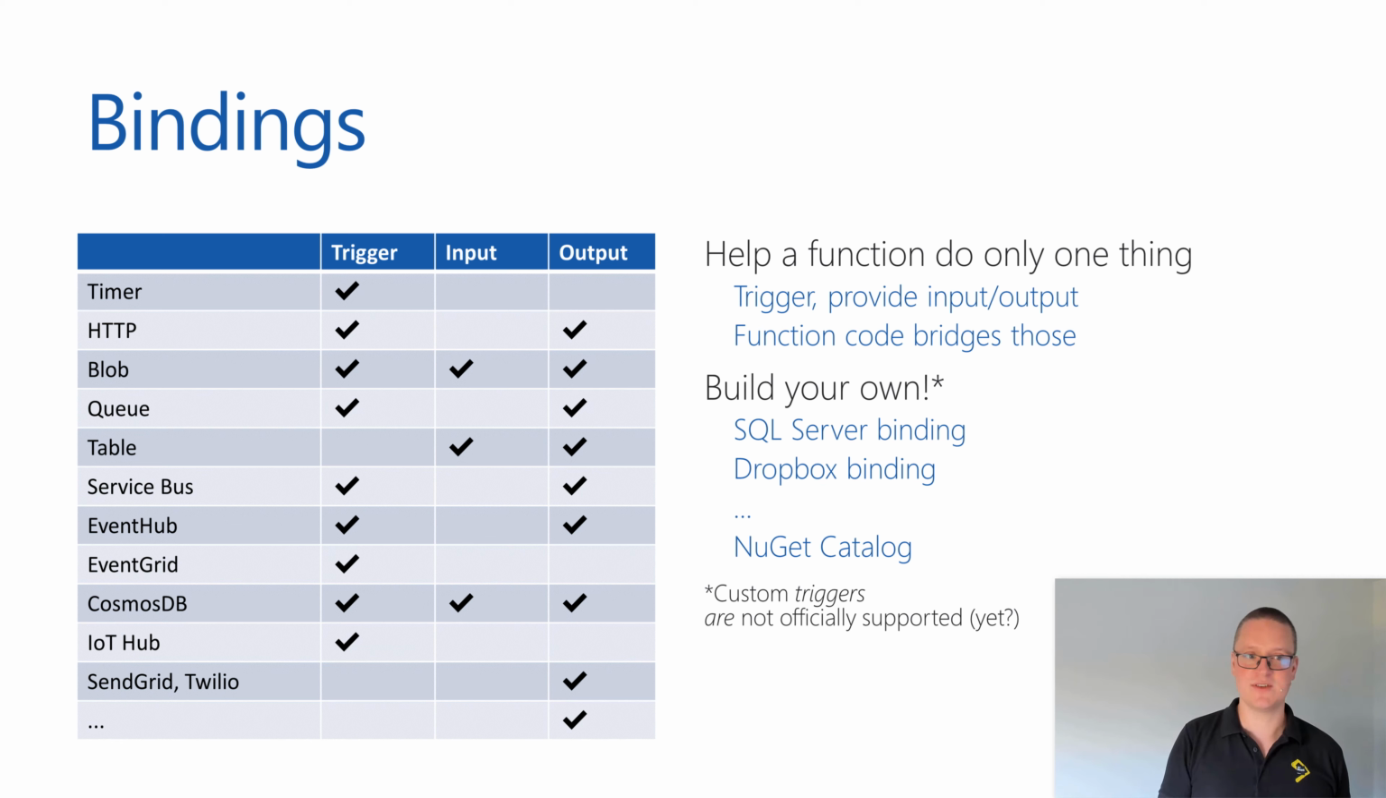There's input bindings as well. Input bindings don't trigger your function, but they can provide an additional data type to work with in your function. So for example, if you have a timer trigger, you can also create a blob input binding to get a reference to a blob storage where you want to write some contents, for example. There's also an output binding that you can use. Same thing, it doesn't trigger your function, but it can be used to write output from your function into some other place.